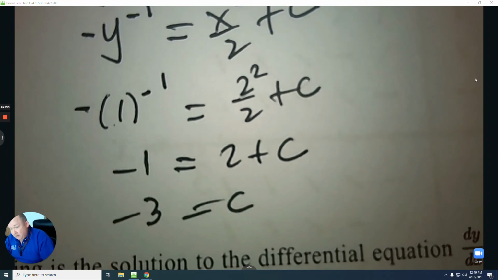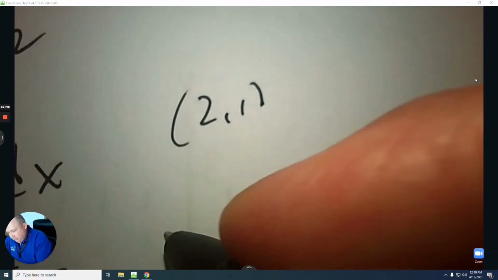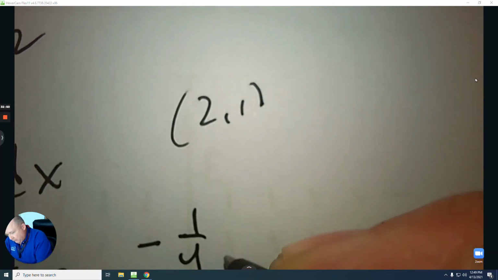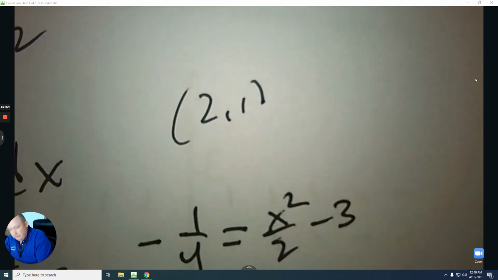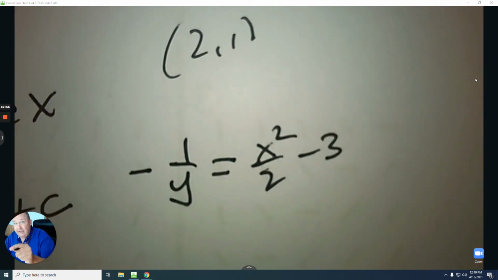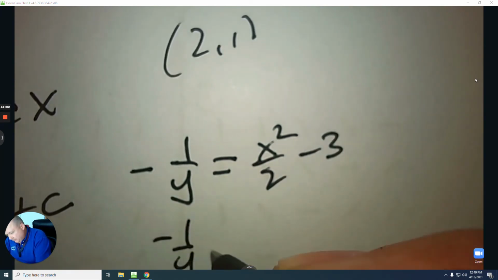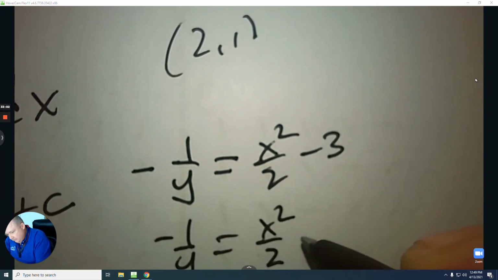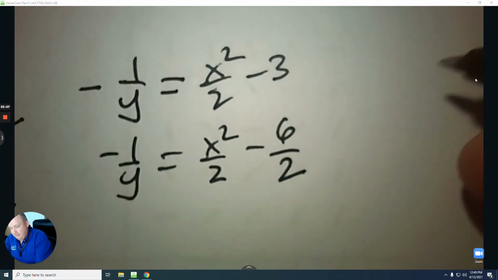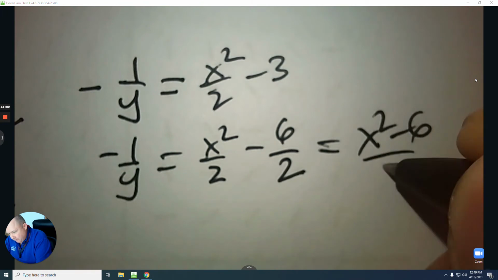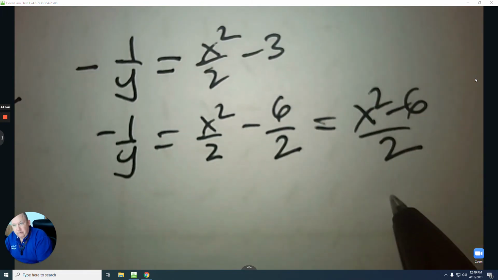So now we can come back to this step here and put in negative 3 for c. So we have negative 1 over y is equal to x squared over 2, subtract 3. So that's what we have. Remember, y to the negative 1 is 1 over y. I'm going to get common denominators, and write it as one fraction. So then I'm going to do the reciprocal to both sides.